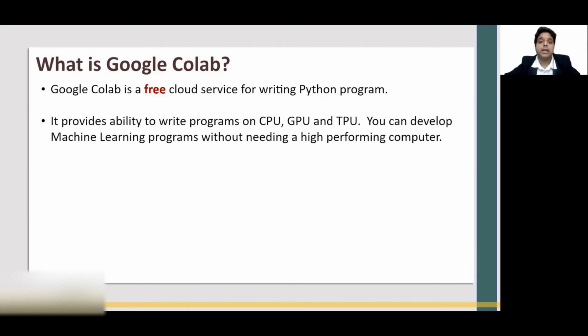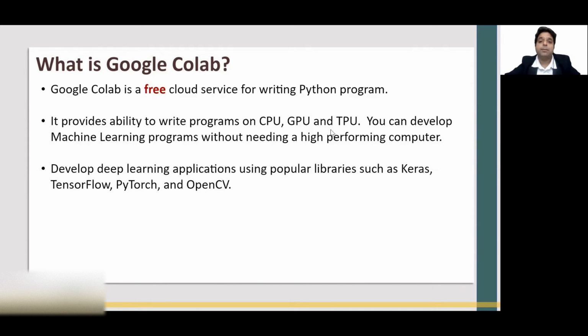It provides the ability for you to code machine learning using CPUs, which is central processing unit, GPUs, which is graphics processing unit, and TPUs, which is tensor processing unit. That too for free. You would not need any high performing computer for machine learning programs. You can use Google Colab and start creating your own machine learning programs, and this is what we are going to see in this section. You can develop deep learning applications also using popular libraries like Keras, TensorFlow, PyTorch, and OpenCV.